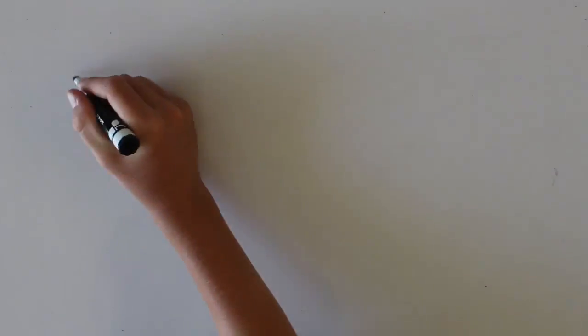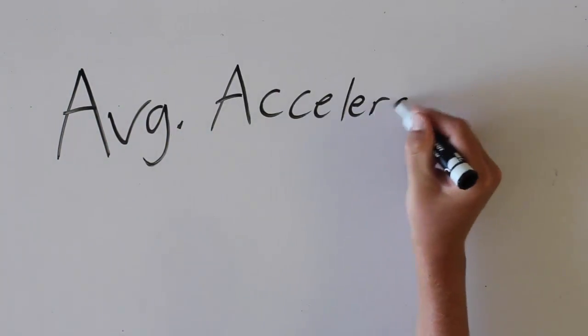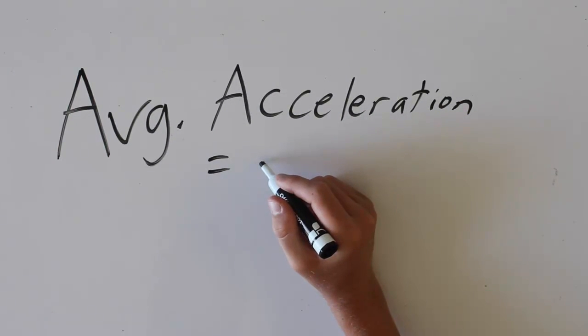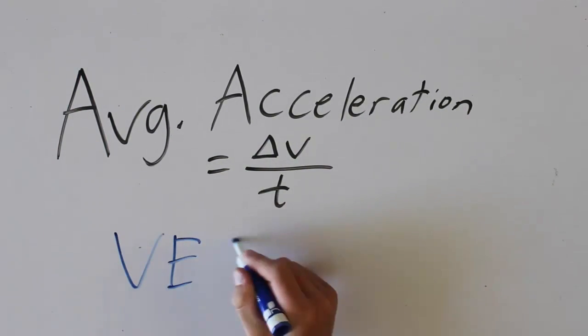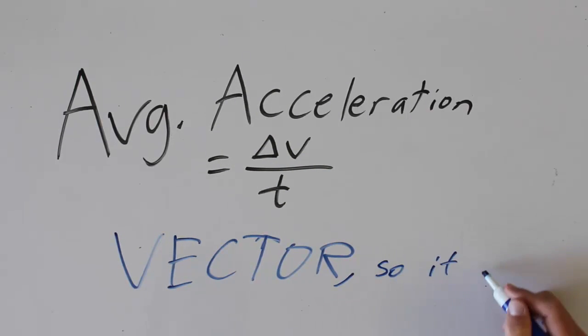So to summarize, average acceleration is change in velocity divided by time, and it is a vector, meaning direction is taken into account. So acceleration can be positive or negative.